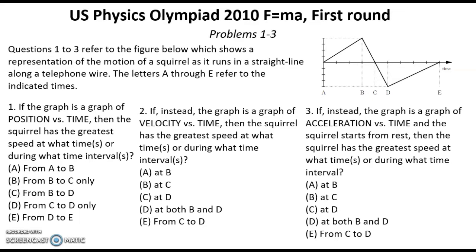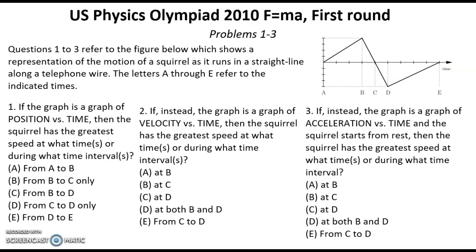So, first three problems. Questions 1 to 3 refer to the figure on the right, and they show a representation of the motion of a squirrel as it runs in a straight line along the telephone wire. So first problem: if the graph is a graph of position versus time, then the squirrel has the greatest speed at what times or during what time intervals? That was the first question.